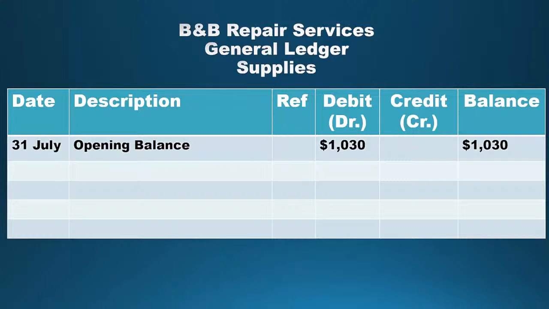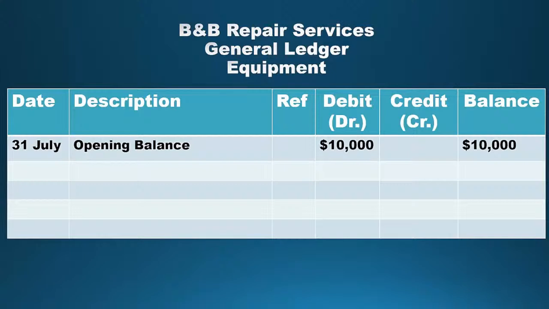3. Supplies. The supplies account tracks the value of office or repair supplies the business has on hand. On July 31st, the balance is $1,030. Supplies are an asset, so this opening balance is recorded on the debit side of the ledger.